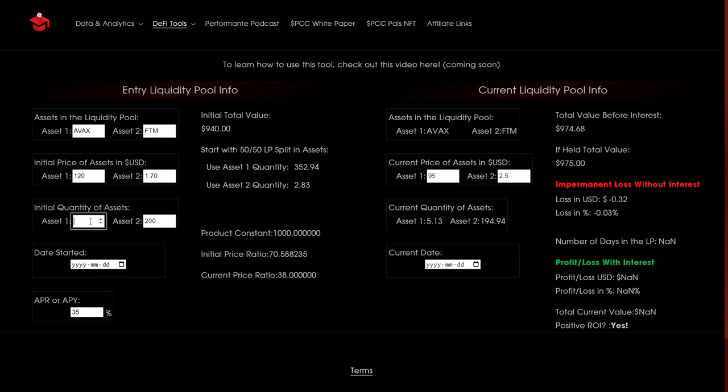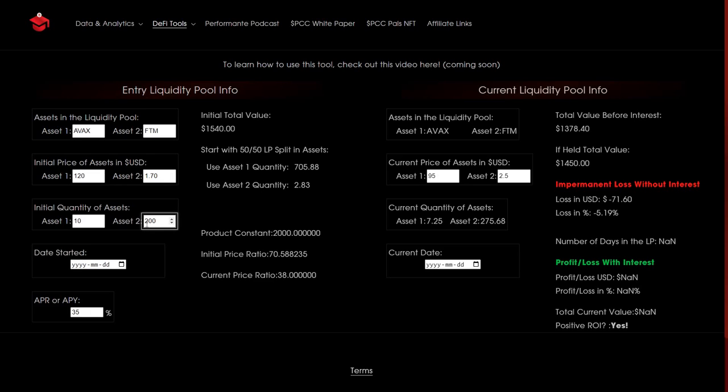Here is where the first tool comes in. What we need to do is put 50% of the total value of the liquidity pool in one asset, and then put 50% of the total value in the other. So let's say we have 10 AVAX that we're putting into this liquidity pool. We would put in 10 for asset one, which in this case is AVAX. It's trading at $120, 2 months ago. And then we entered 10 AVAX 2 months ago. And then we have FTM, which 2 months ago was trading at $1.70.